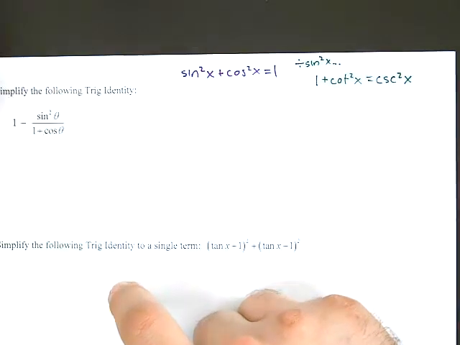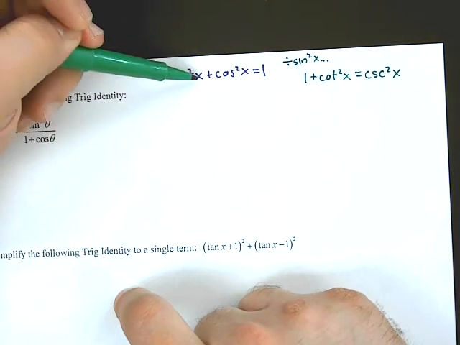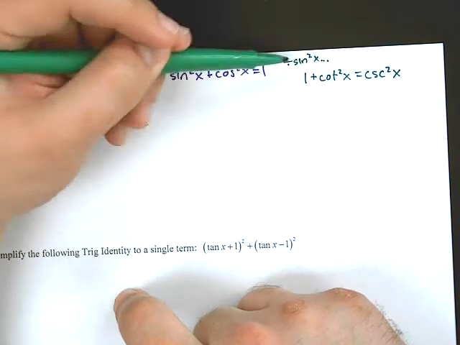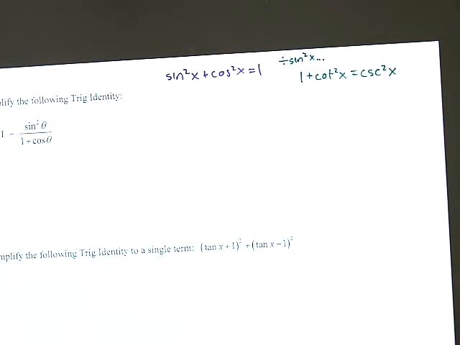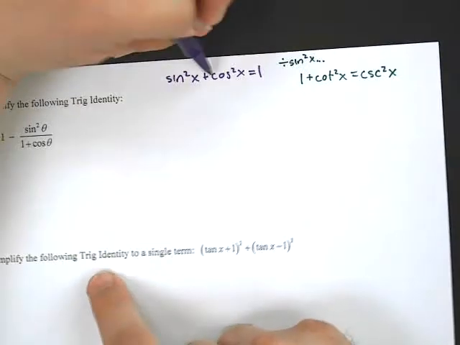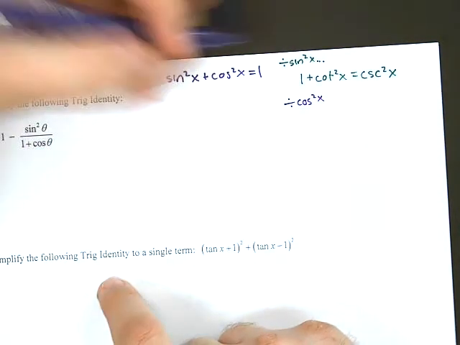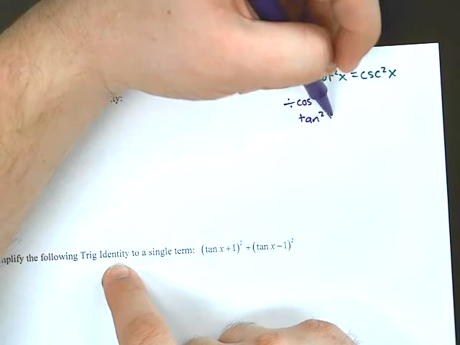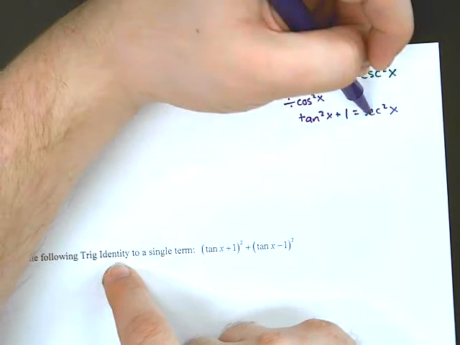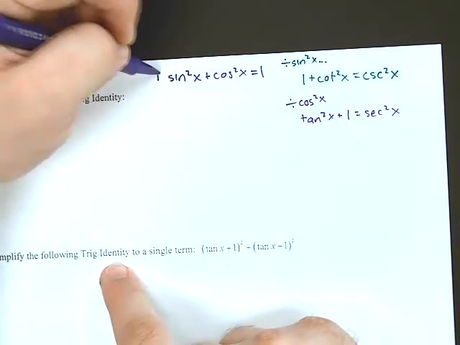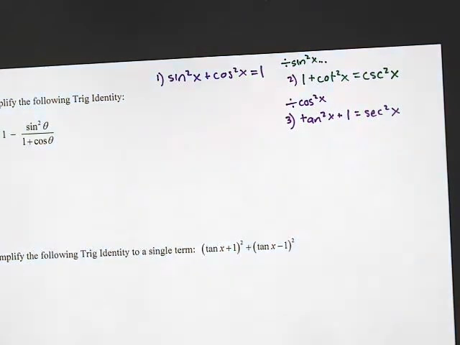All right, and hopefully that makes sense. If I divide every single piece by sine squared, sine squared over sine squared is 1. Cosine squared over sine squared is cotangent squared. 1 over sine squared is cosecant squared. The other option is to divide by cosine squared. If I do that, then I'm left with tan squared plus 1 equals secant squared. So these, 1, 2, 3, are our 3 Pythagorean identities.